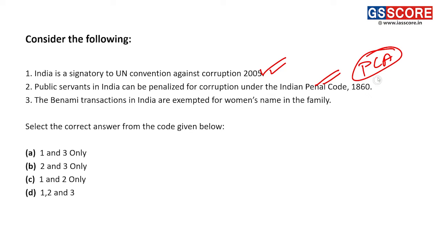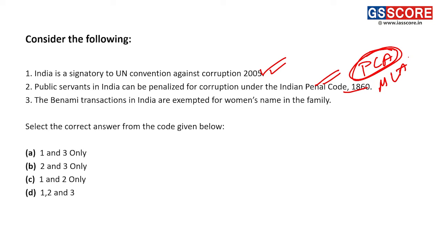Hence, this statement might confuse you, but it is correct to the extent that multiple laws tackle corruption. While the PCA is the principal law, the Indian Penal Code also has provisions vis-a-vis corruption. Other things are, let us say, the Money Laundering Act, etc. So this statement is correct.